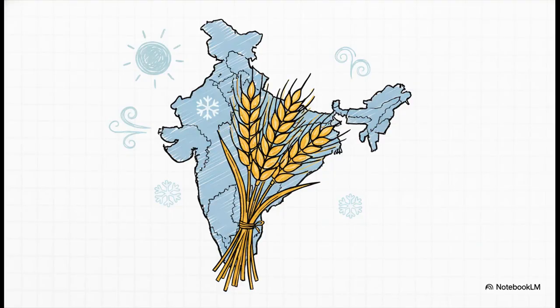All right, let's move on to our second most important cereal crop, which is wheat. This is the main food crop, especially in the northern and northwestern parts of India. And if rice is Kharif, wheat is, yes, it's a Rabi crop.